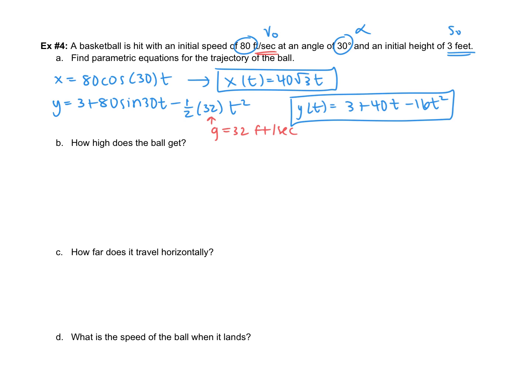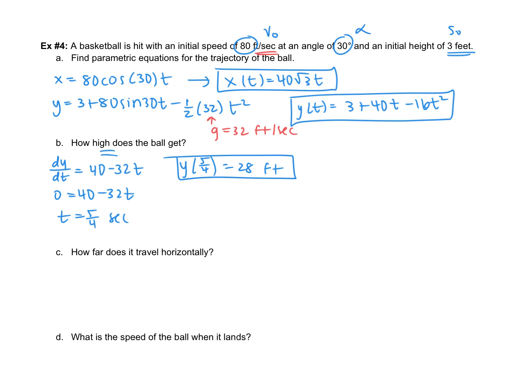Okay, so we want to know how high does the ball get? So we need to know the maximum of y, so we're going to need to look at the derivative. So if we take the derivative, dy dt, we get 40 subtract 32t. If we set that equal to 0 to find a critical number or numbers, we get our time to be 5/4 seconds. Now, we are asked how high the ball gets, so I don't care about the time, but I want the position. So if I take that 5/4 and substitute it back into this position function, I'm going to get 28 feet.